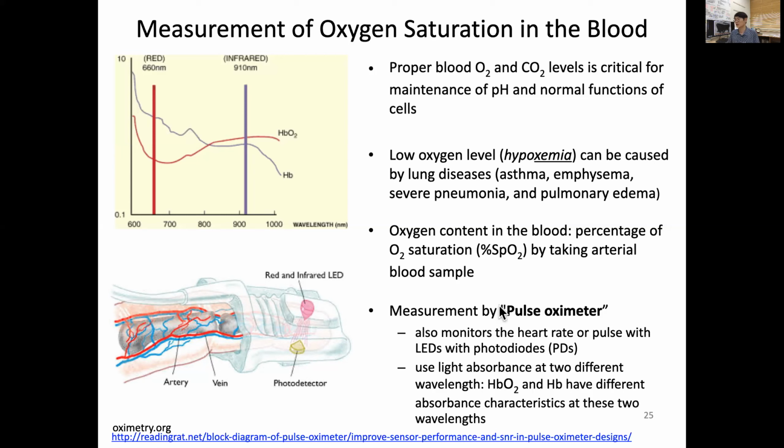The pulse oximeter monitors not only this concentration, but your signal will also fluctuate because of the heartbeat. So you can even measure heart rate or pulse rate with LEDs and photodiodes. We use light absorbance at two different wavelengths. Oxyhemoglobin and deoxyhemoglobin have different absorbance characteristics at these two wavelengths. So that's the trick, and now this is very cheap.